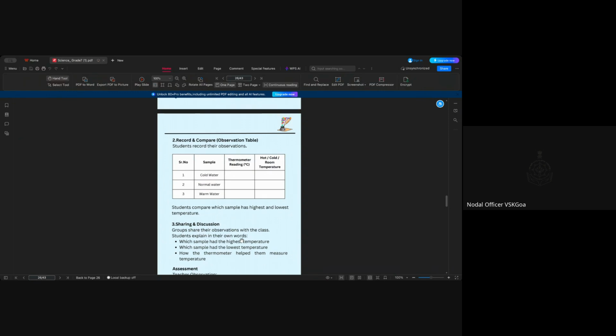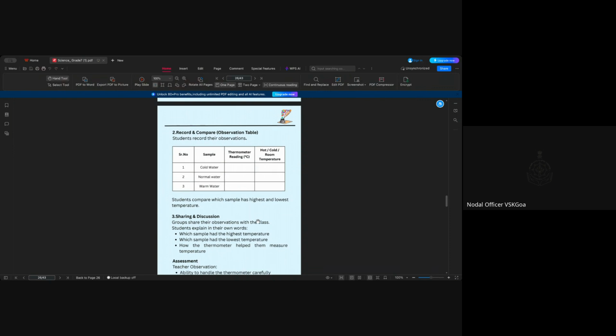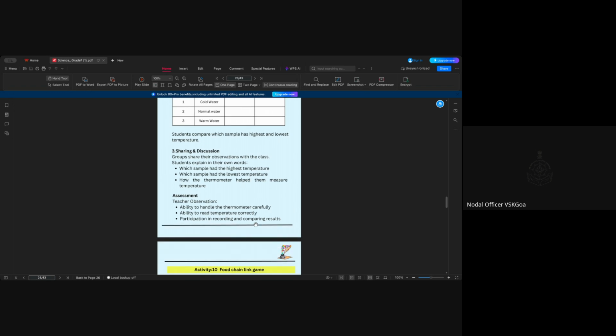Okay. So you'll find that students will explain which sample is at the highest temperature, which sample is at the lowest temperature, and how the thermometer has helped them to measure the temperature. In such an activity, you'll always find that observation from the teacher's end will be one part of the assessment. At the same time, you are going to see in the observation how they are handling the thermometer, how they are reading the temperature, and how the students are participating, recording and comparing the results. It is only then that you are going to get an idea of what a particular group is doing with respect to the activity given to them.